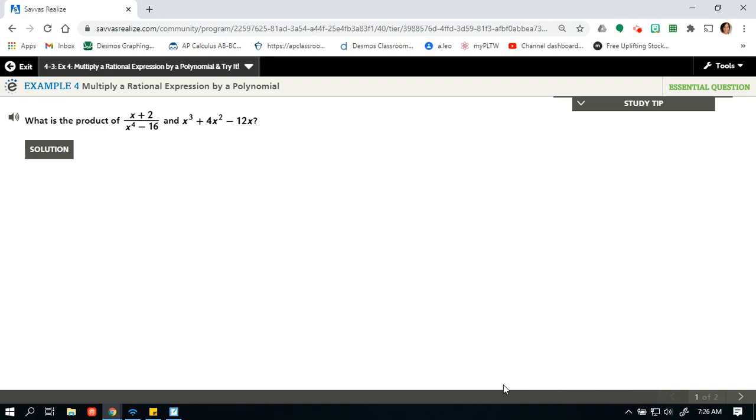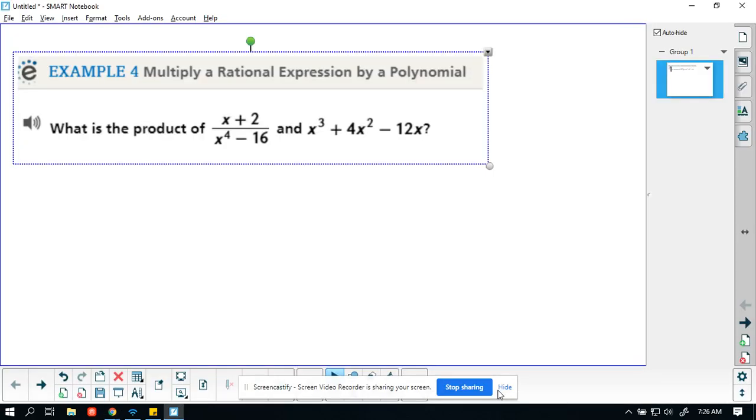Here we're going to look at topic 4, lesson 3, example 4, multiply a rational expression by a polynomial, and try it. So we're going to look at what is the product of x plus 2 divided by x to the fourth minus 16 times x cubed plus 4x squared minus 12x. Jump over to my notepad.